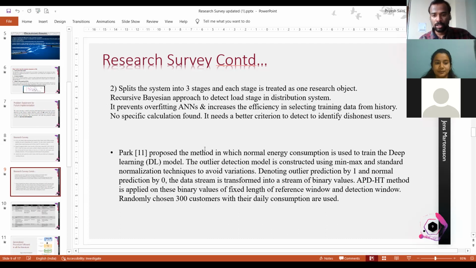So basically the author tried to normalize the data, and then it was transformed into a binary stream in the form of ones and zeros. The output is one when an outlier is detected, and zero represents a normal consumer. So it is kind of like one-hot encoding.